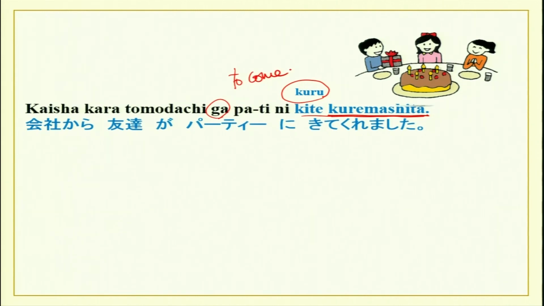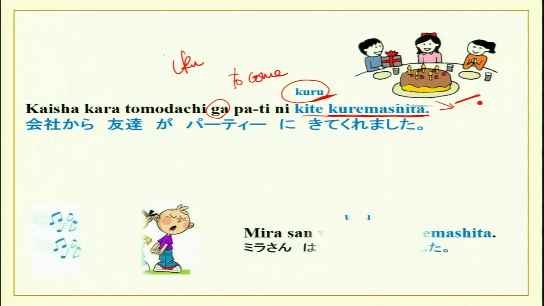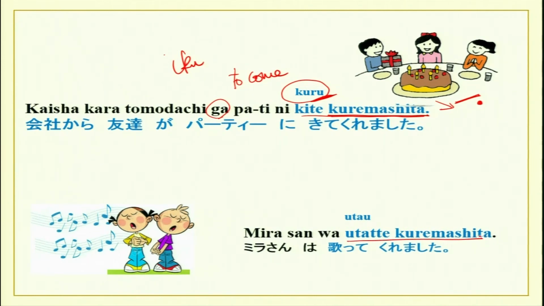And why are they saying kite kuremashita? Why this kuru and not iku? Because the party has already happened and they all came and everybody was at home. Thus, kimasu. There was another sentence there. Mira-san wa utatte kuremashita. So, Mira-san sang. It is to sing, and she sang and we all enjoyed. We enjoyed her singing. She sang for us. So, Mira-san wa utatte kuremashita.